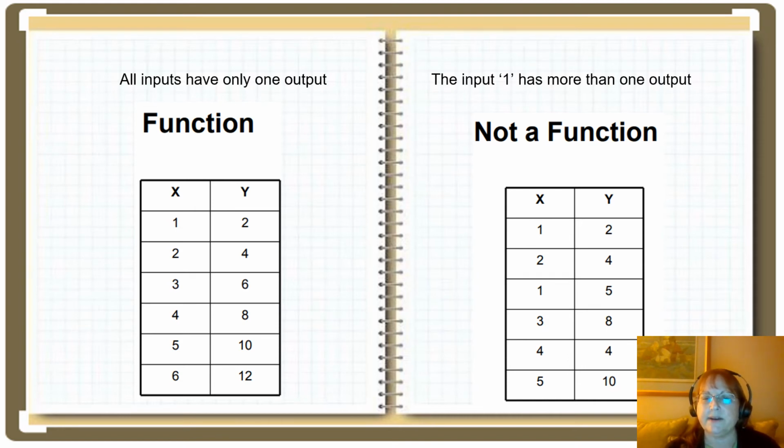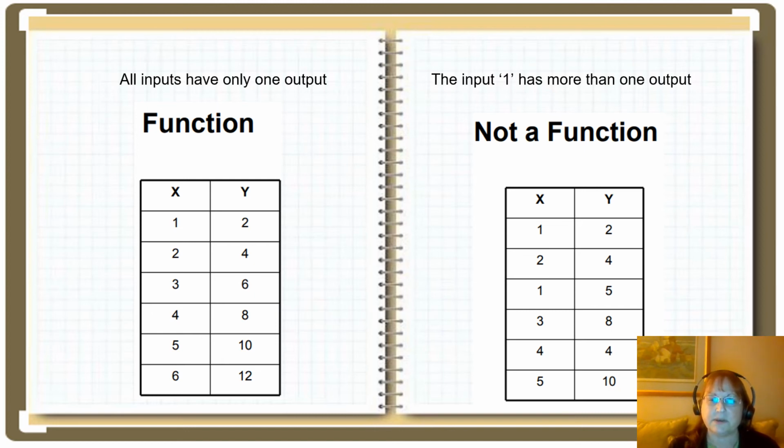However, we have a relation in a table of values, and if you take a look closely at the inputs, we have an input of 1, which has an output of 2, and then in the third box down, there's an input of 1, but that one has a different output, which makes it not a function.